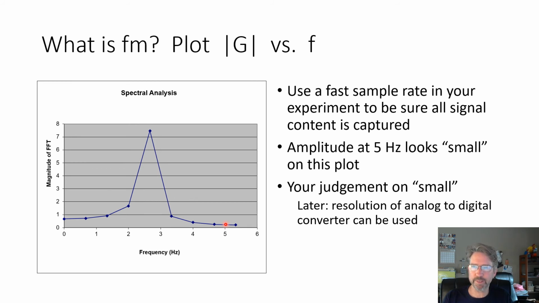Because we started with sampled data, you really have to use a fast system. So you'll probably go out and rent a really fast data acquisition system for this experiment to make sure that anything interesting is captured and you're not already starting with aliased data. And then again, it's your judgment on what small means. And we can use things like the resolution of the analog to digital converter, and we'll see that later on in this class.